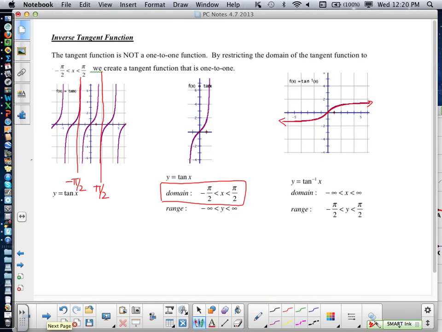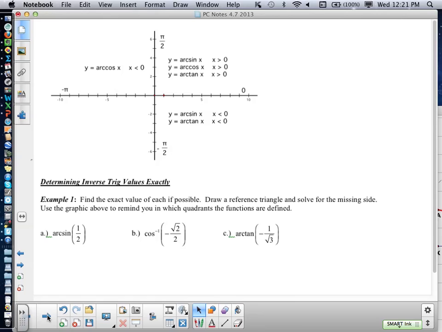Okay? We have that graph. So now the restrictions on the domain for inverse tangent are from negative pi over 2 to pi over 2. So the new range for the inverse tangent is going to be negative pi over 2 to pi over 2, because the x and y information just reverses. All right, so that's kind of a lot of explanation. Let's see what we're going to do with this.